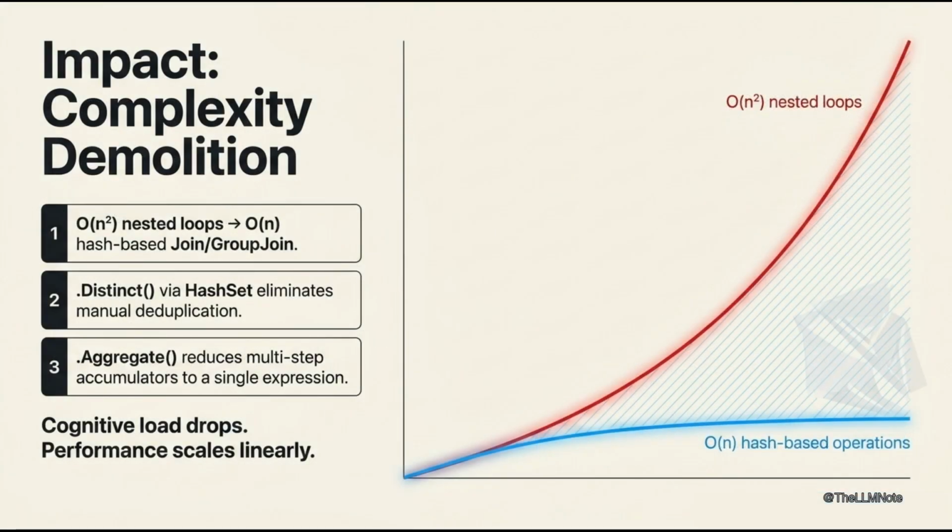Impact: complexity demolition. O(n²) queries with nested loops become O(n) with a hash-based join or GroupJoin. Distinct via HashSet<T> eliminates manual deduplication. Aggregate reduces multi-step accumulators to a single expression. Cognitive load drops. Performance scales linearly.